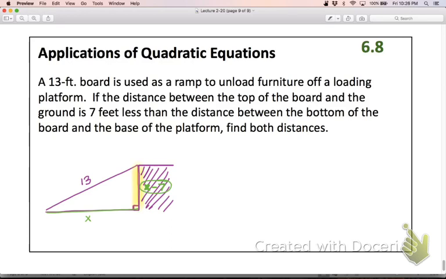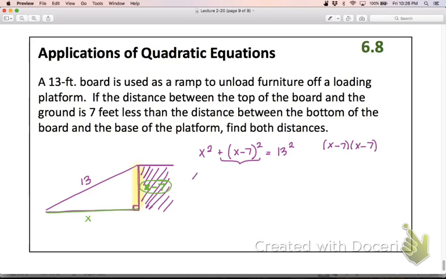Okay, so when we set this up using the Pythagorean Theorem, I just want to show you one thing to keep an eye out for. So we have x squared plus, you have to square the entire side, (x minus 7) squared, and then that's going to equal 13 squared. Don't forget that when we looked at these before, I showed you how to multiply these out. It is not just x squared plus 49. That means (x minus 7) times (x minus 7). So you're going to have to distribute that out.